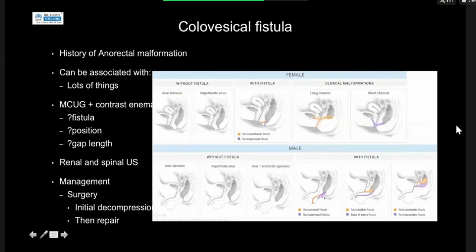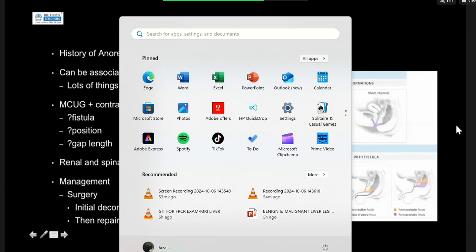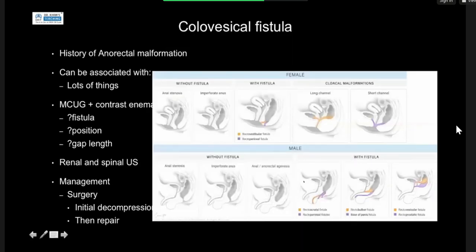In male patients, what we tend to see is the same stenoses or imperforate anus or anorectal malformations, but then they can also get fistulas to the bladder, to the urethra, to the scrotum, but they don't tend to get that single channel development. And then in terms of management, they have surgery. Like I said, initially they have a decompression, and then they'll have a repair where the fistula is repaired and, if it's a true malformation, the rectum will be brought down to the perineum, and a neo-anus will be made.